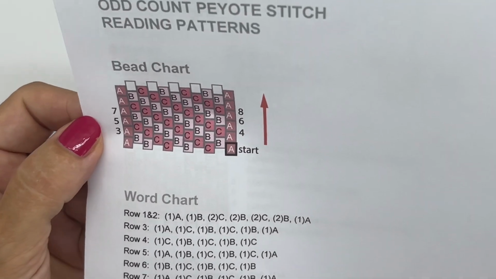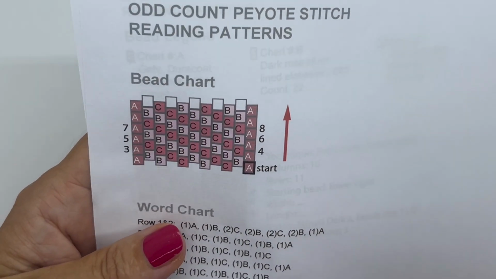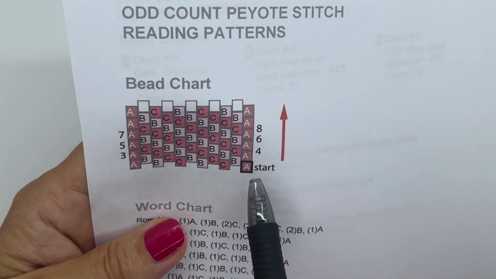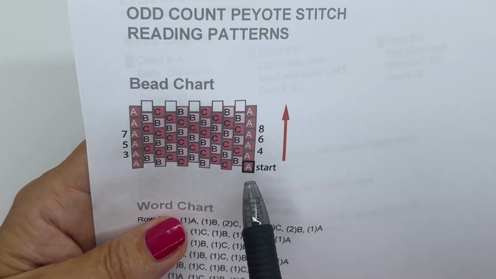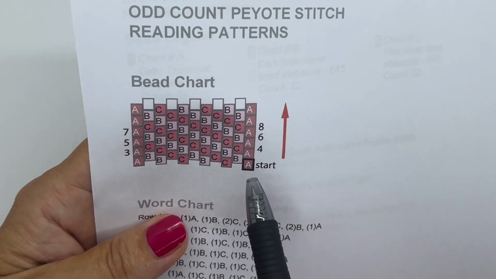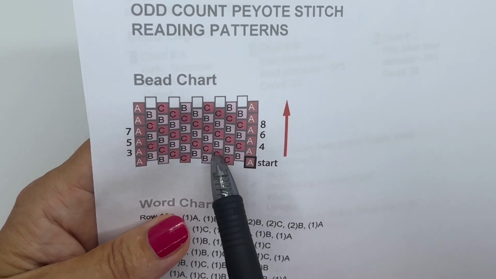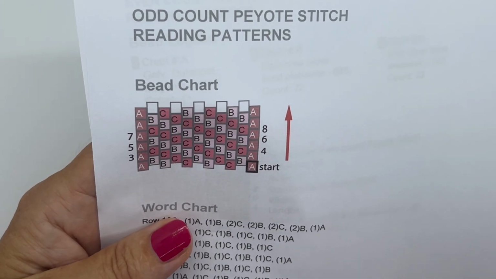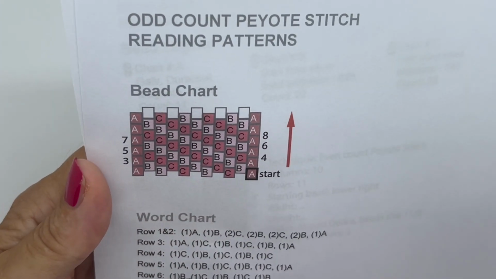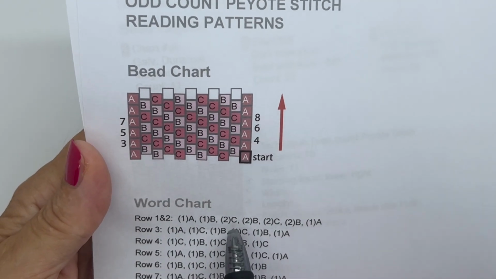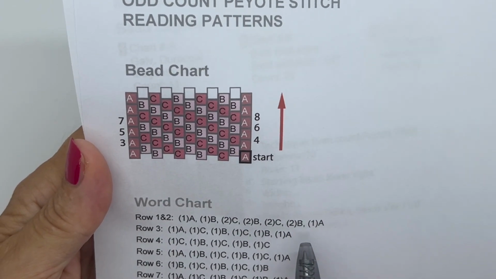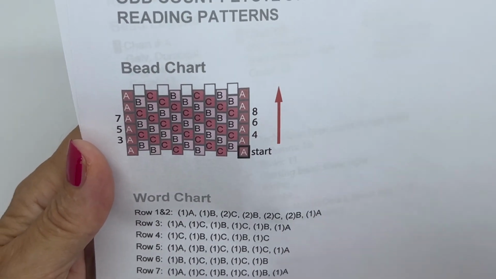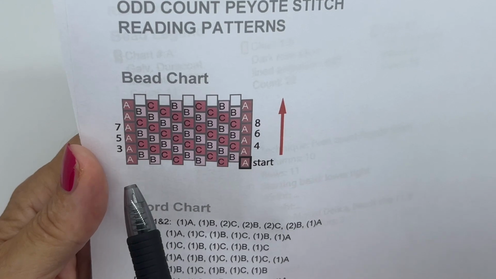Now here I start from A and go up. So the stringing row is A, B, 2 C's, 2 B's, 2 C's, 2 B's, A. That is the stringing row: A, B, 2 C's, 2 B's, 2 C's, 2 B's, and 1 A. It's the same thing. And now this is the tricky one.